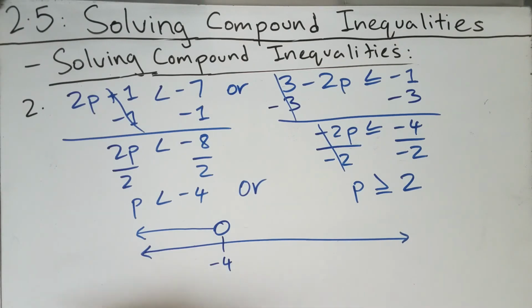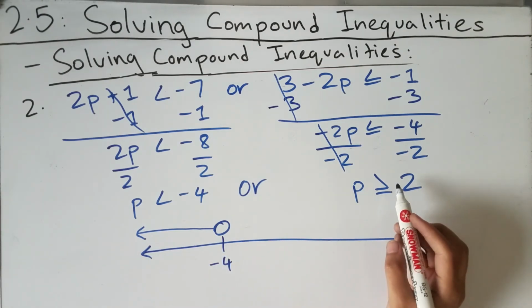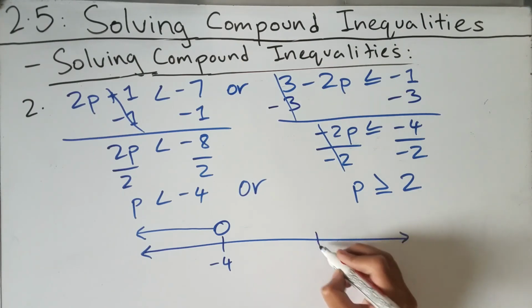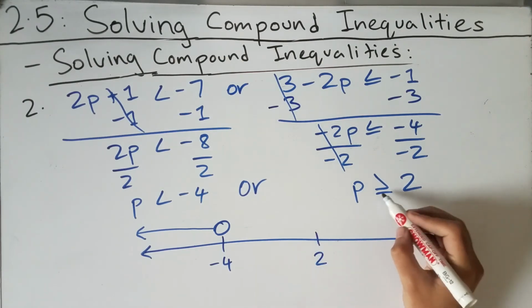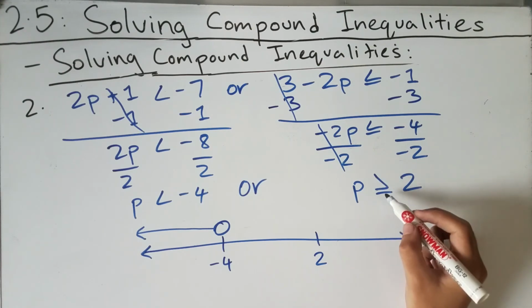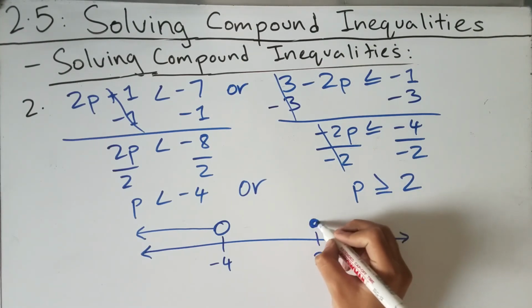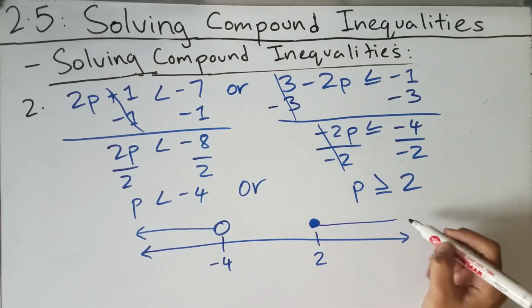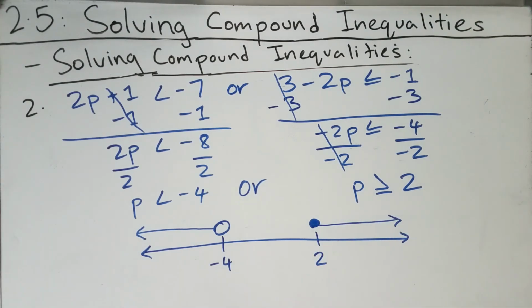And then here we're also given that p can also be greater than or equal to 2. So our critical point would be 2 this time. And since it has an equal sign underneath that greater than sign, we can place a closed circle. And since p is greater than 2, we can extend this ray in the positive direction. In this case, since this is an or, values that are in this part of the solution or in this part of the solution will satisfy the compound inequality.